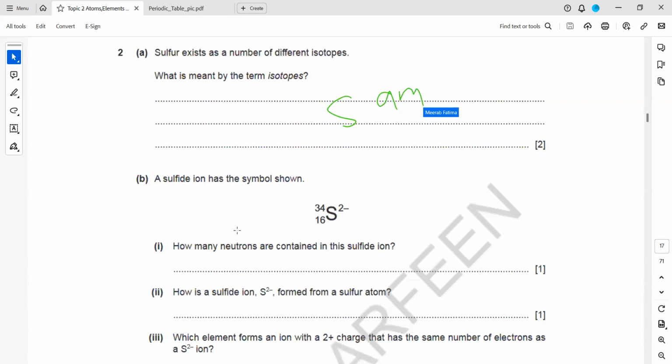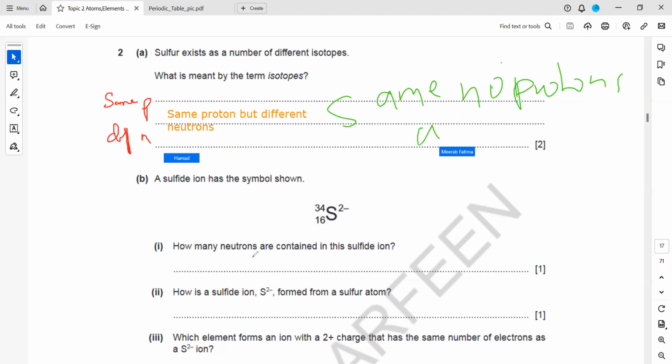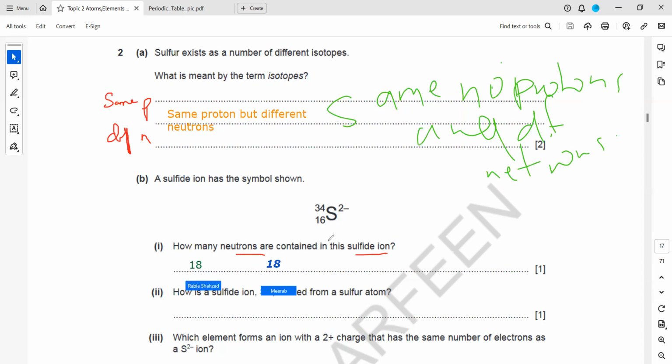Then what is meant by the term isotope? Isotopes will have the same protons, sorry, the same number of protons, and they will have different neutrons. How many neutrons are there in a sulfide? So 34 minus 16, that is 18.